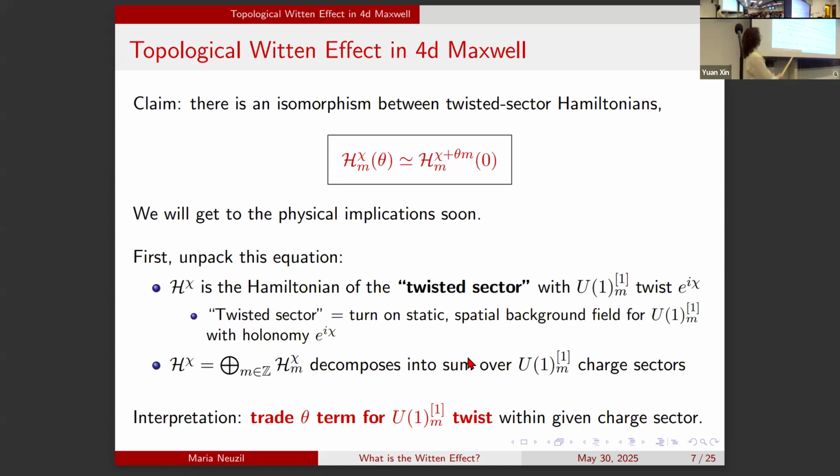Then this Hamiltonian with this background field turned on can further decompose into a sum over the charge sectors labeled by the magnetic symmetry charges. So at the end of the day, we have this expression with a particular background field twist, a particular magnetic charge, and dependence on theta. The claim is that we can reshuffle the dependence on theta such that it is actually interpreted as a magnetic background twist.